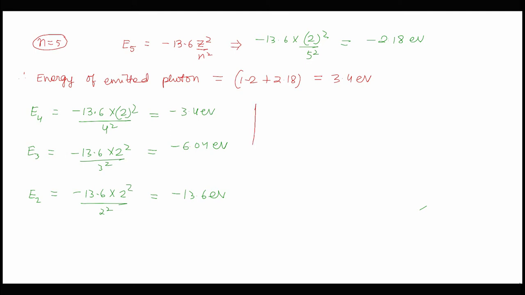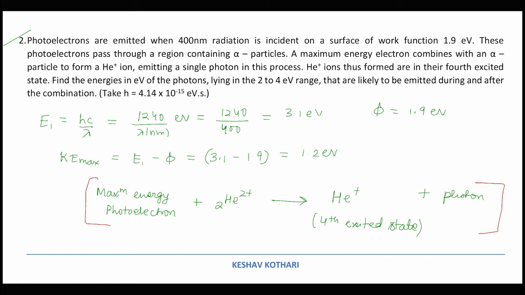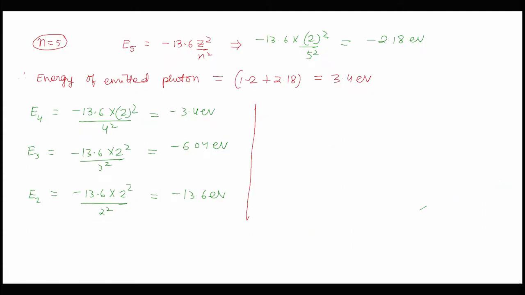We are asked to calculate the energy transition that is lying in the 2 to 4 electron volt range. So 2 to 4 electron volt range is asked. That is the reason why we are not calculating energy corresponding to the ground state or n equal to 1. So the first possible transition which we discuss over here is the transition from n equal to 5 to n equal to 4.